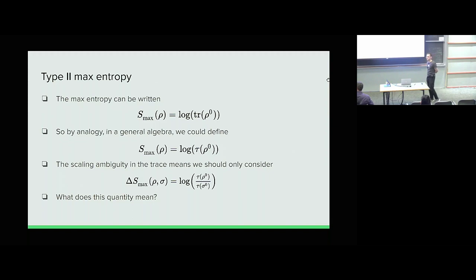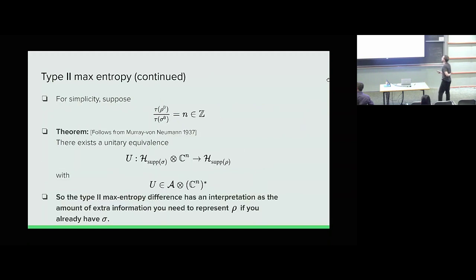It sounds like you're giving a state counting interpretation of the max entropy when the ratio of the two traces, of rho to the 0 and sigma to the 0, is an integer. When it's not an integer, do you have anything? Yes, when it's not an integer, there's a remainder term. If the ratio is like 3.5, then you can represent this space as this space tensored with a qubit, direct sum something else that is in some sense strictly smaller than this Hilbert space here.